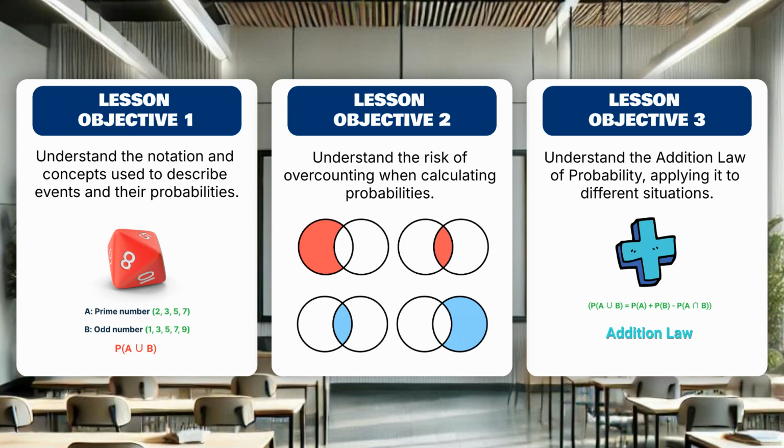We applied this formula to our example to find the correct probability of rolling either a prime number or an odd number on a 10-sided die. We also discussed when to use the addition rule, distinguishing between mutually exclusive events which cannot happen simultaneously and allow for direct addition of probabilities, and non-mutually exclusive events which can happen simultaneously and require the use of the addition formula. Additionally, we touched on independent events, where the occurrence of one event does not affect the probability of the other.